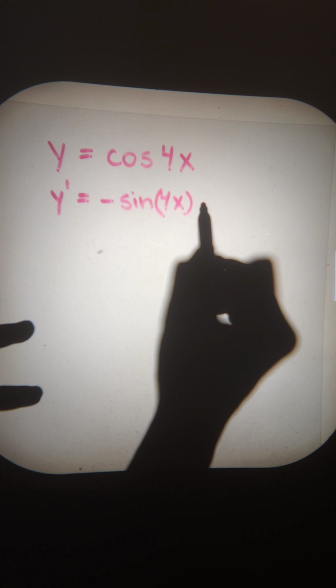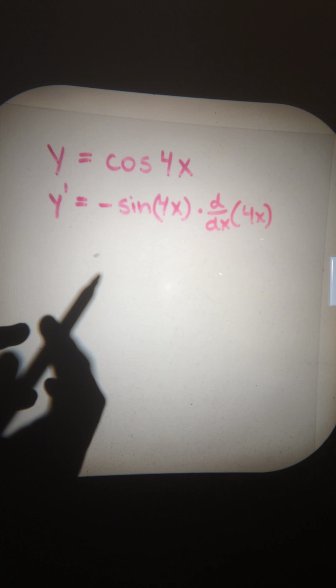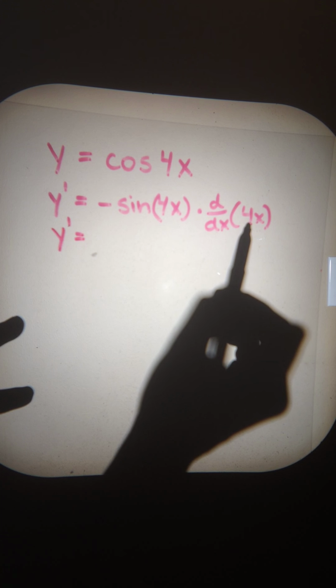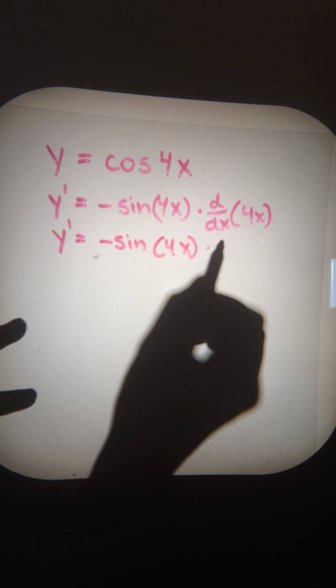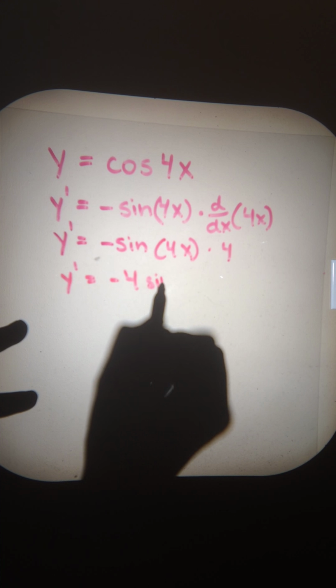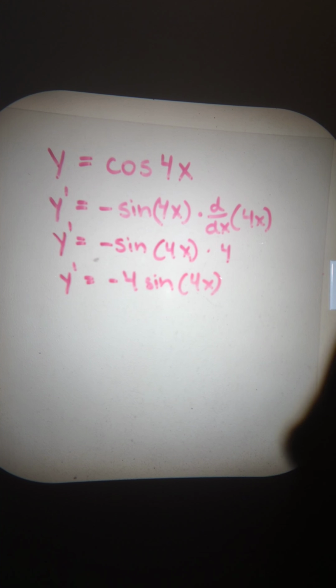Now, what we just learned before is there's inner and outer functions. So the inner function, which is 4x, we have to multiply that by the derivative. So now we keep going. We can rewrite this. So what's the derivative of 4x? 4. So this becomes negative sine of 4x times 4, which is negative 4 sine of 4x. Let's look at another example.